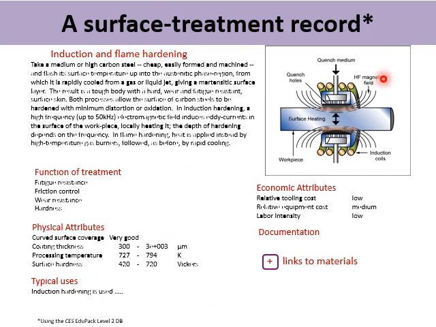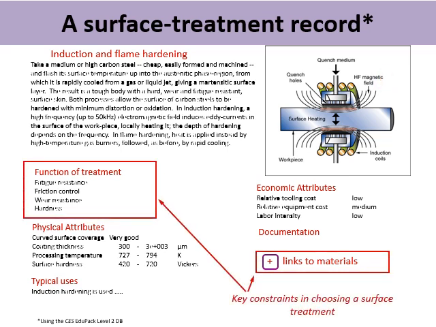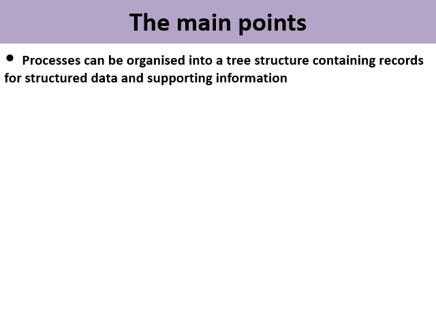This frame shows structured and unstructured data for a surface treatment process. The most critical attributes are the function that the treatment is required to provide and the materials to which it will be applied, accessed via the links. The key constraints when selecting a surface treatment process are the materials to be treated and the function of the treatment. Processes can be classified and information about them stored and manipulated in ways that parallel those for materials.